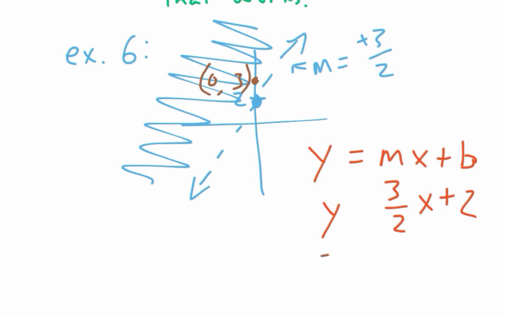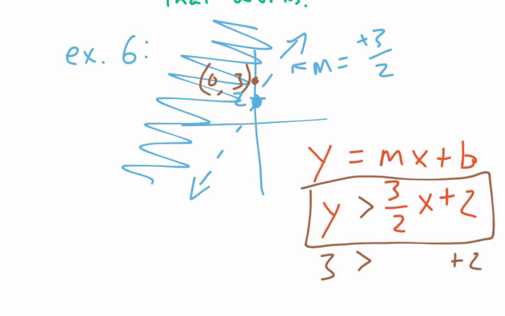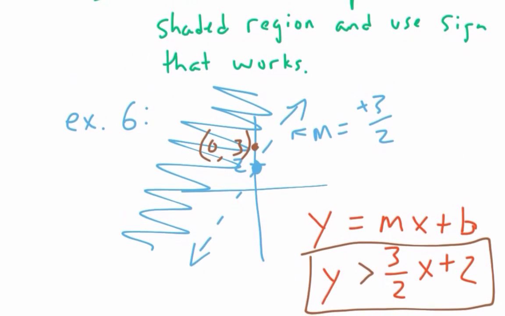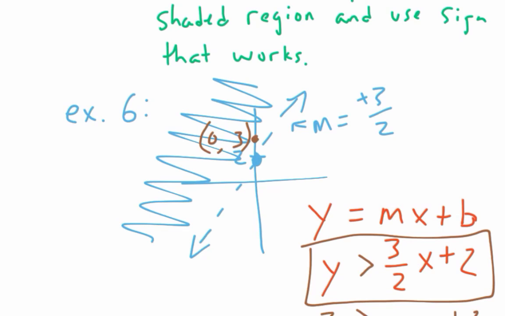So now if I put my 3 in for the y, if I put a 0 in for x, I really just end up with this plus 2. So I have 3/2 times 0 plus 2. Well, that's just going to drop out. So I have a 3 and a 2. Is 3 greater than 2 or is 3 less than 2? Yep, 3 is greater than 2, which then means my inequality has to be a greater than, because we know that that 3 works. So y is greater than 3/2 x plus 2. And we didn't do the greater than or equal to because it's not a solid boundary line. Does that seem to go okay?